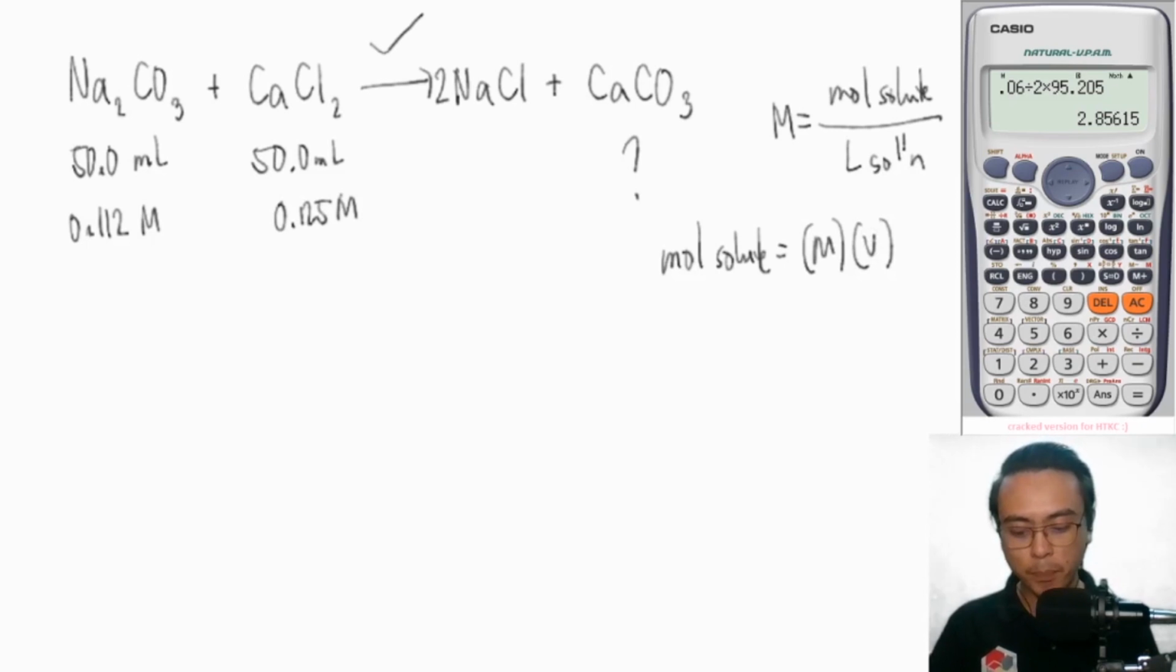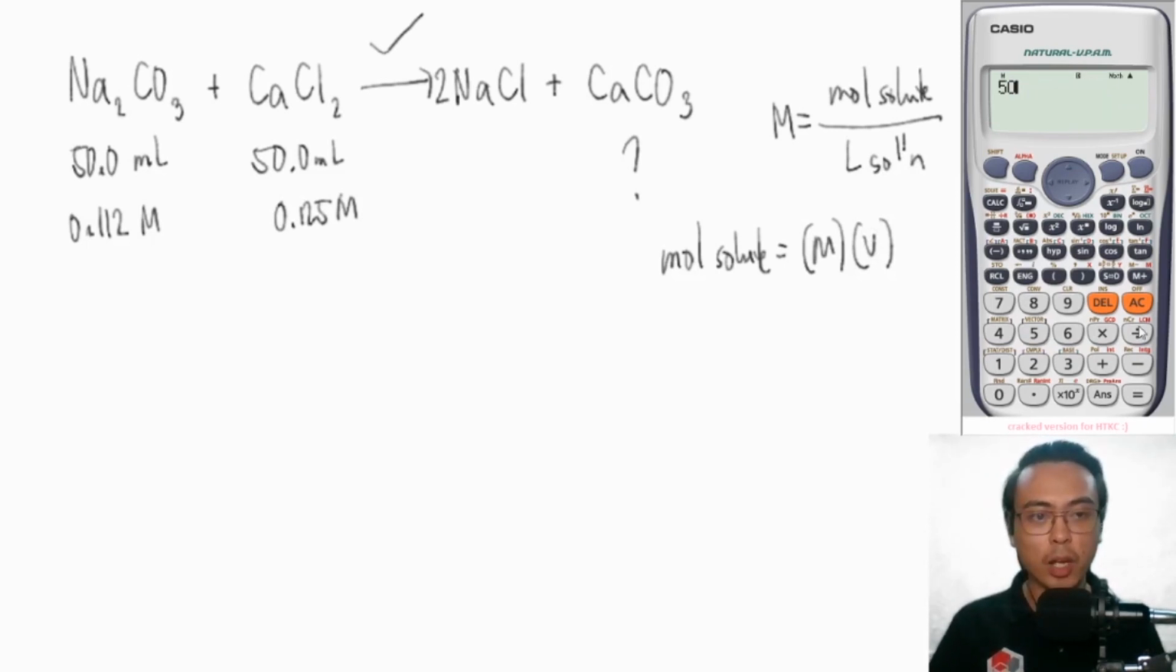So let's do that. For sodium carbonate, we simply multiply 50 ml but divide that with 1000 to make it liters. Remember that the denominator of molarity is always liters. So if you're given a solution volume in milliliters, do not forget to convert it to liters, okay? So that is 50 divided by 1000 to convert it to liters multiplied by the molarity of sodium carbonate solution, 0.112. The number of moles of sodium carbonate is 5.6 times 10 raised to negative 3 moles.